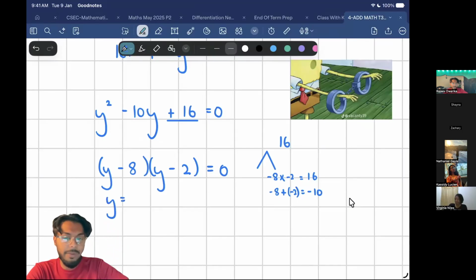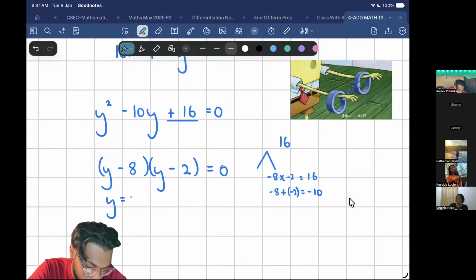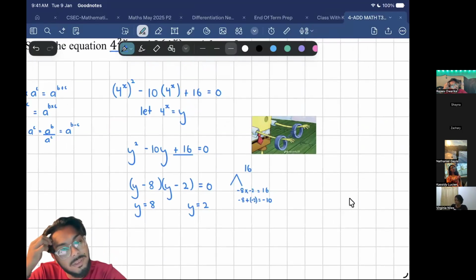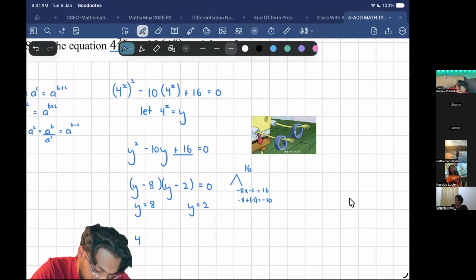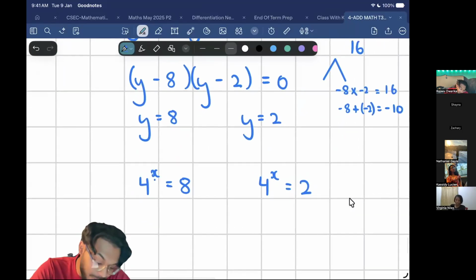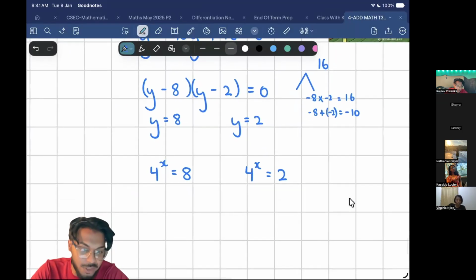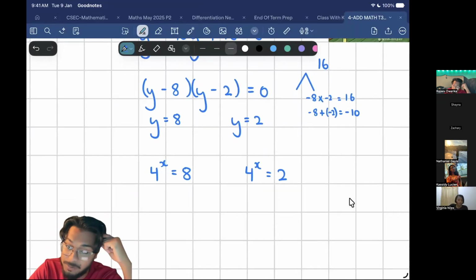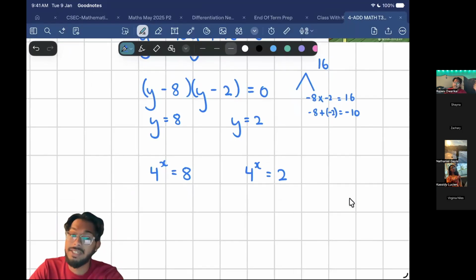So Shina, what would y be equal to for them? 8. And what would y be equal to over here? 2. So now we're gonna do what? I'll go back again. So, 4 to the power x is equal to 8, and then 4 to the power x is equal to 2. Let me see what I'm gonna do here. What to do? Introduce logs. Yeah, Shina, why are we gonna introduce logs?